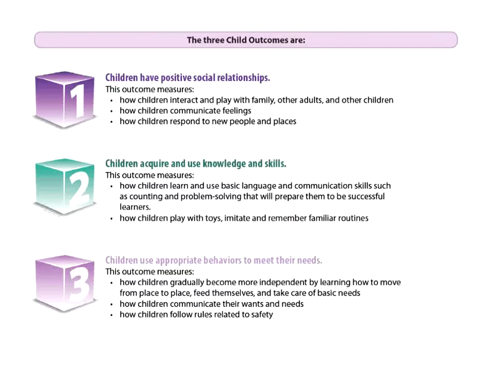The first outcome we will discuss about Johnny looks at how children have positive social relationships. This includes how Johnny interacts and plays with his family, other adults, and other children. We'll talk about how Johnny communicates and responds to new people and places. At the end of each outcome area, we will use the decision tree on the back to decide which statement best describes Johnny in this area compared to his same-age peers.